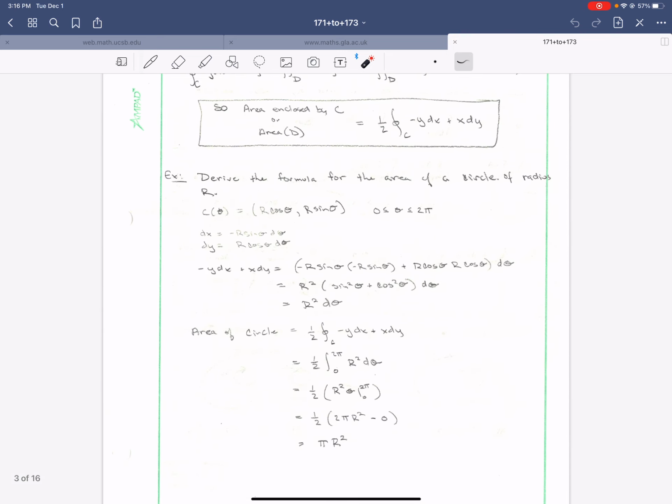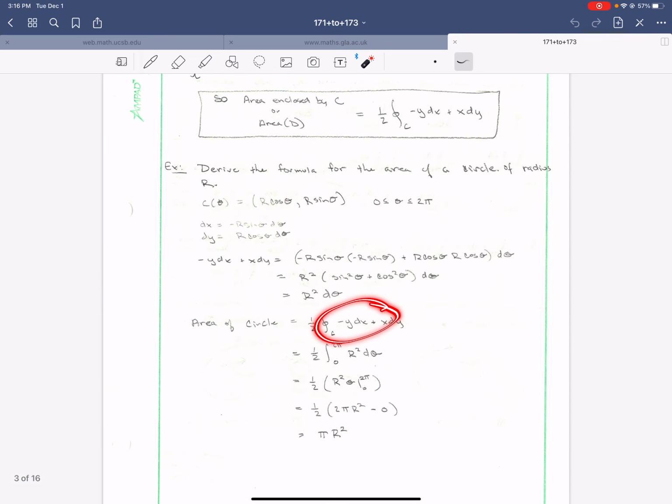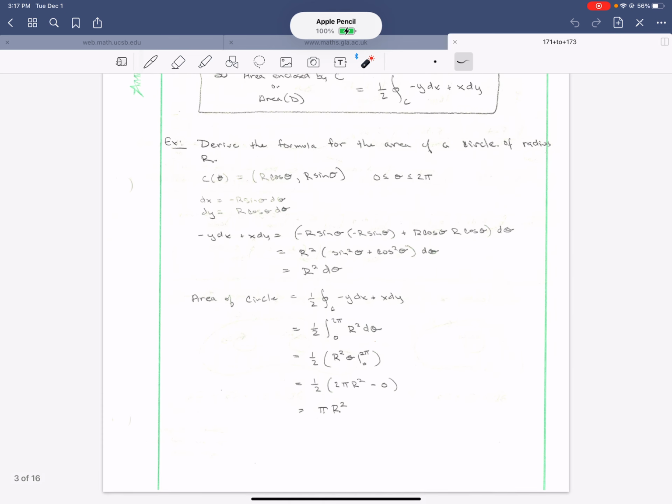And so I put the half out there, and I feed this in. So there's the half, there's the bounds, there's what we got when we did the negative y dx plus x dy. And when you integrate it out, that half out front kills the 2 right there, and it leaves pi r squared, and that is the area of a circle of radius r.